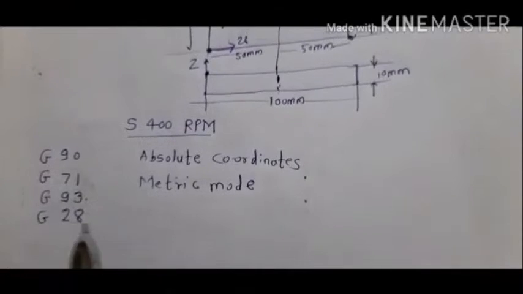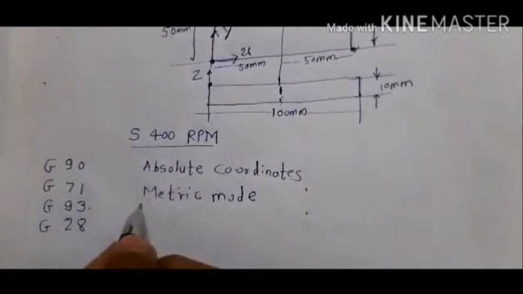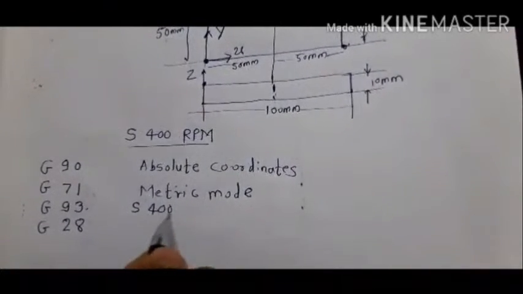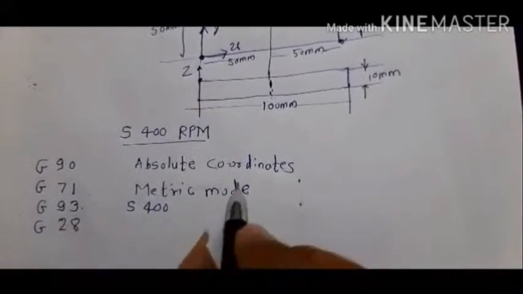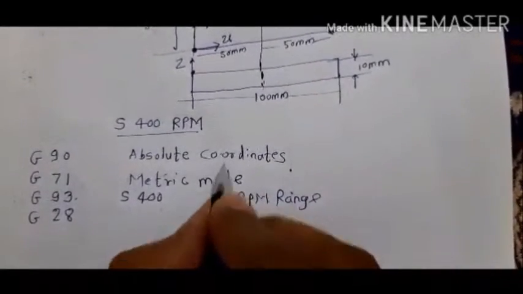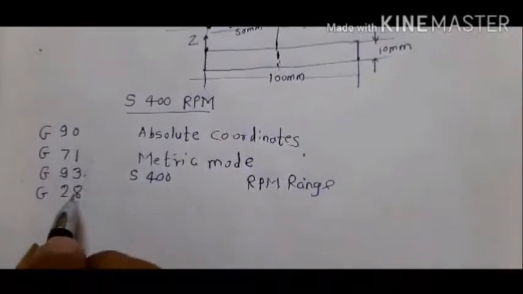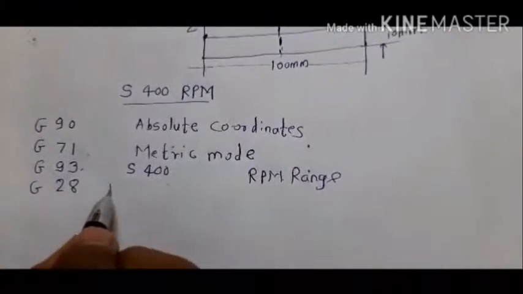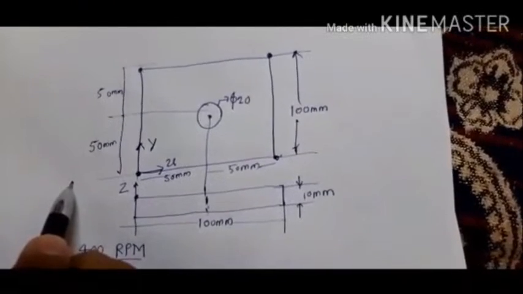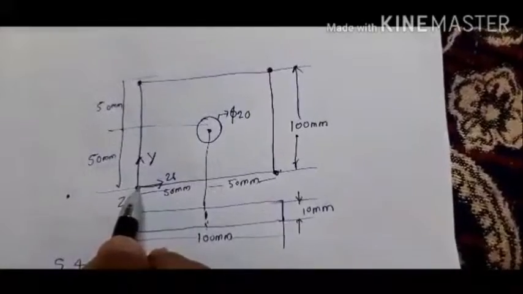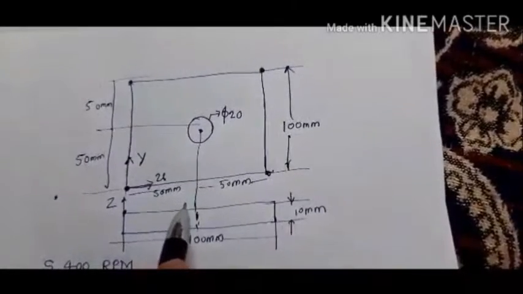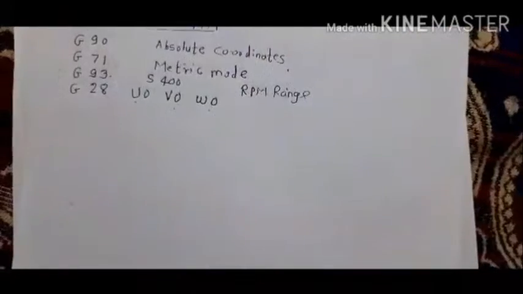G93 indicates spindle speed range, that is given to us as 400. This is given to us. You should write this in front of G93. These points are not necessary to write in program, just for understanding purpose I am writing. And in front of G28 now you should write u coordinate, and this may be called as a machine 0. So with respect to this point, all program is written, that is called as absolute coordinate system.